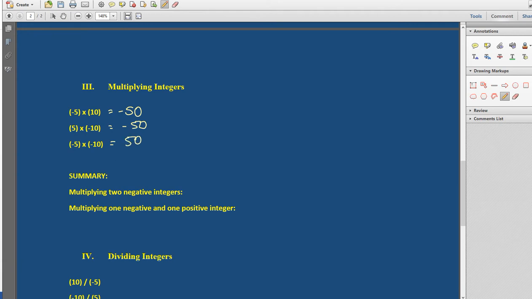When you multiply two negative integers, the answer is positive. When you multiply one negative and one positive, the answer is negative. So in this case, two negatives make a positive.